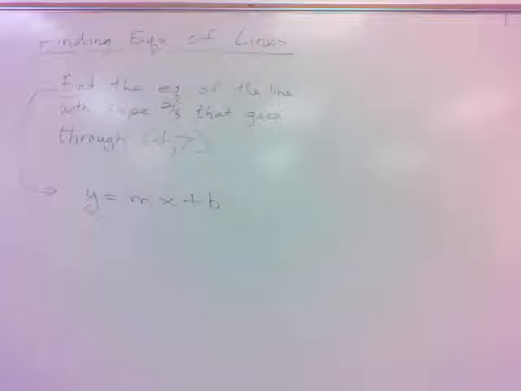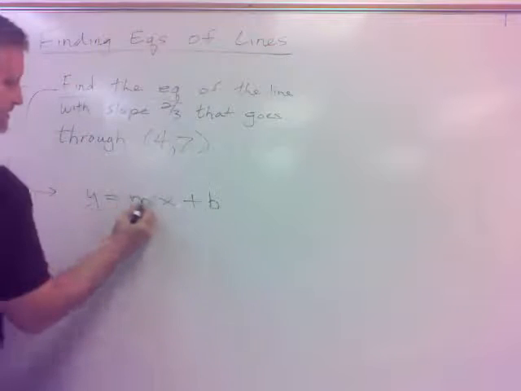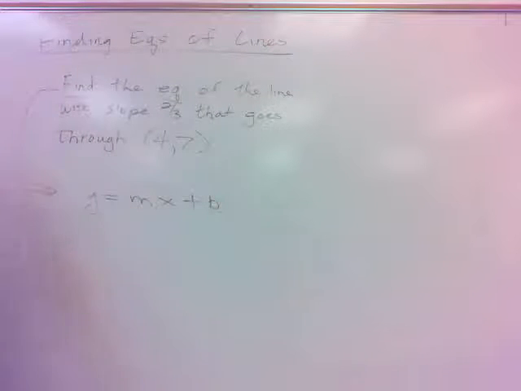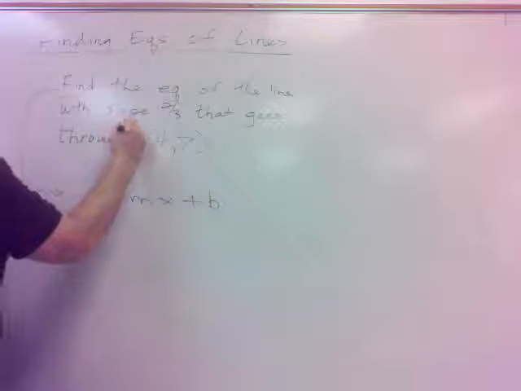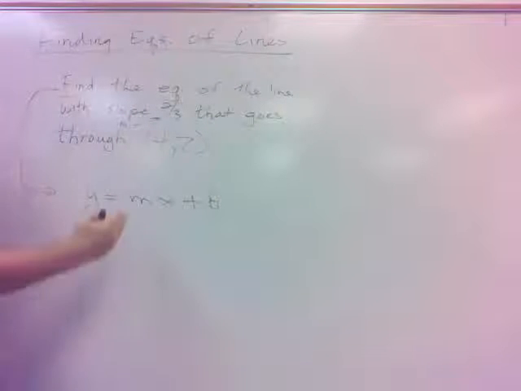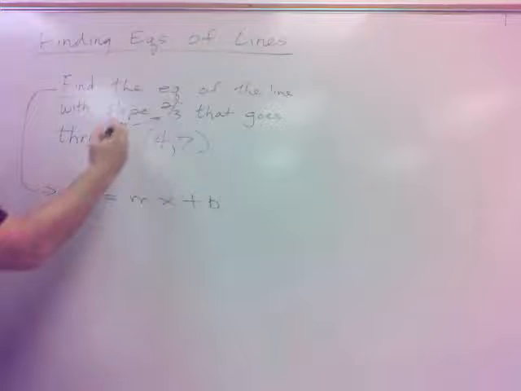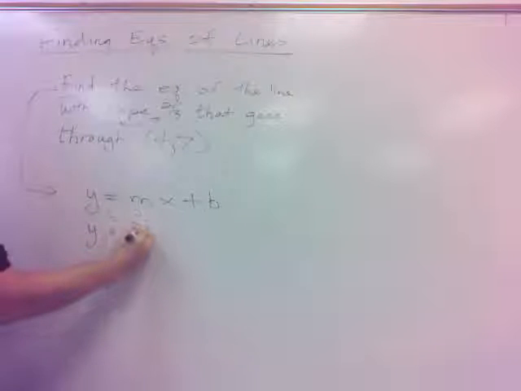Now, to get that equation, I need to know two things. I need to know the m, and I need to know the b. It just so happens in this case I'm in good shape, at least half of it. Which of m and b do I have? I have m, don't I? I have the slope. M is the slope. M is 2/3. So let's write that in.